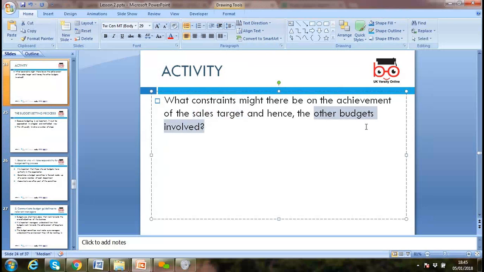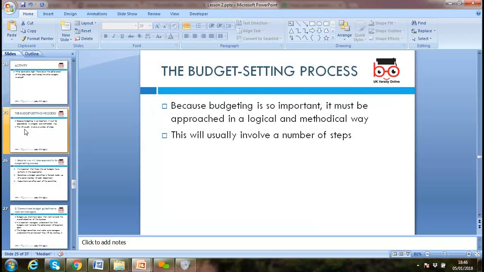Yes, how much capacity we have, how many workers we have. Constraint could be labor, material, or time, or even cash sometimes in some businesses. So we need to look around the budget.